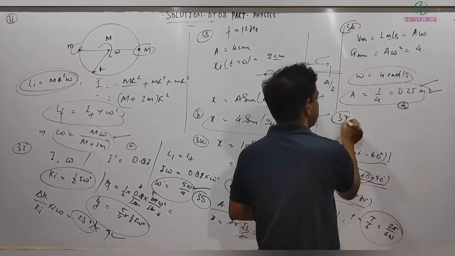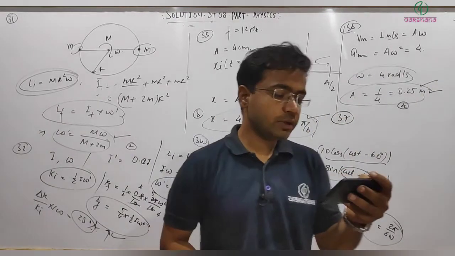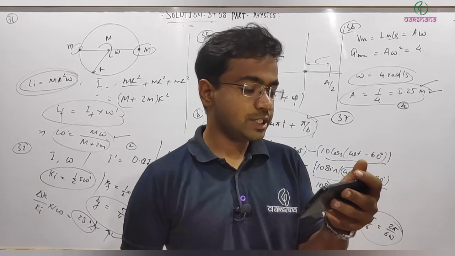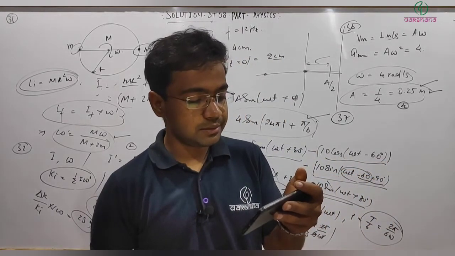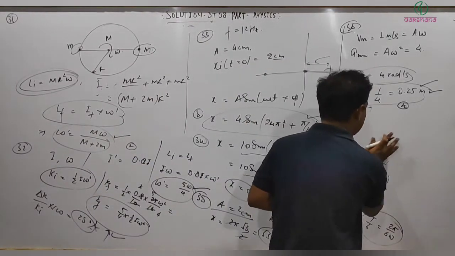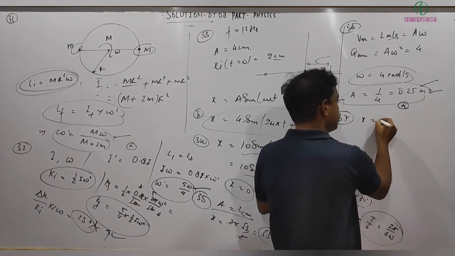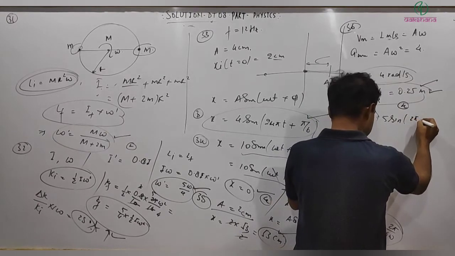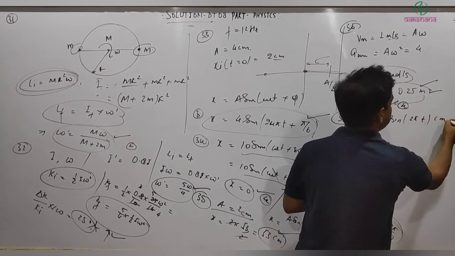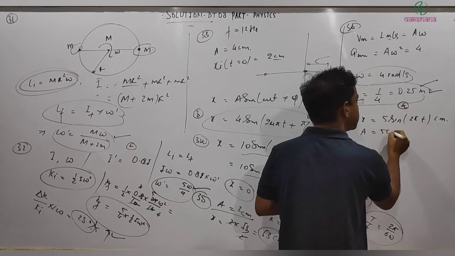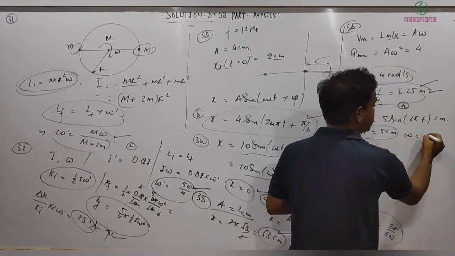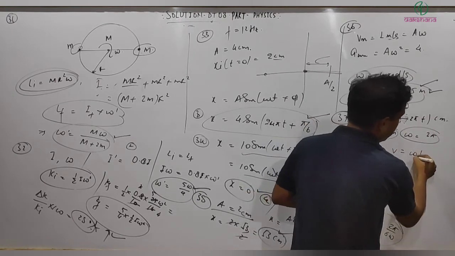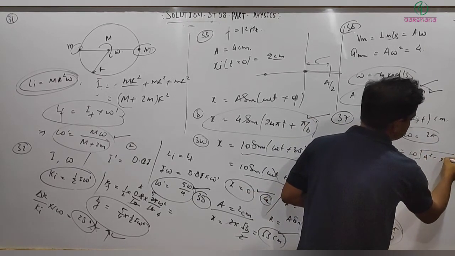Question number 37. The equation for the displacement of a particle executing SHM is given. Then find the velocity at 3 centimeter from mean position. x is given as 5 sine of 2 pi t centimeter. That means a is equal to how much? 5 centimeter. Omega is given as how much? 2 pi. Then we know the relation v is equal to omega under root a square minus x square.